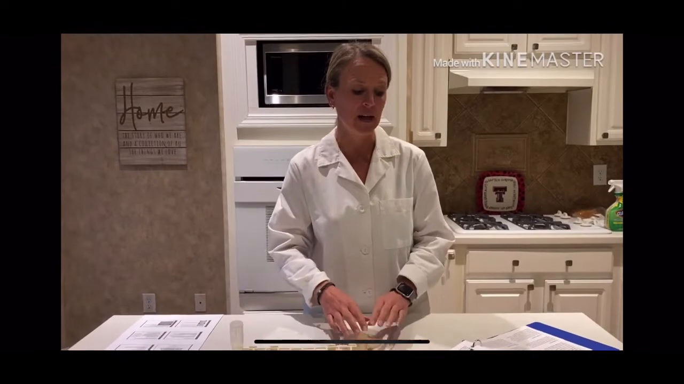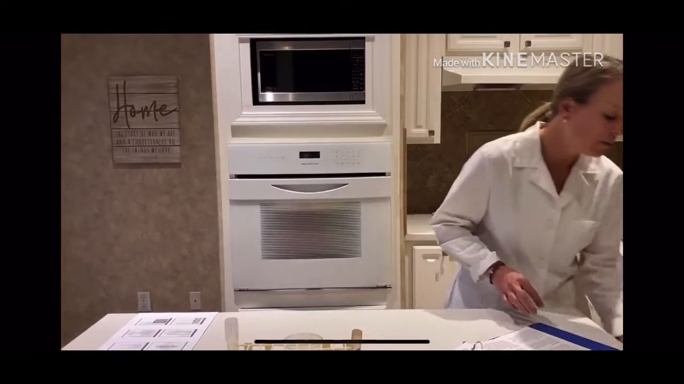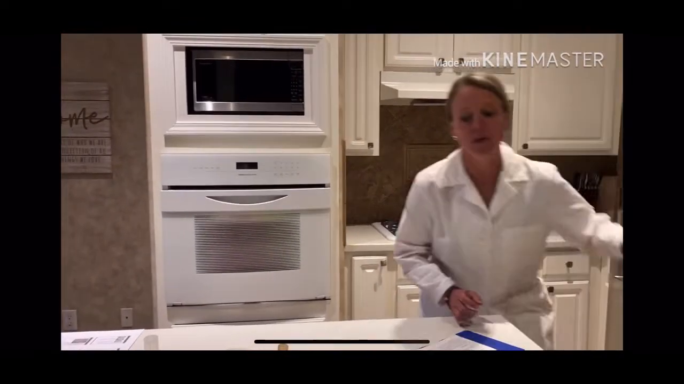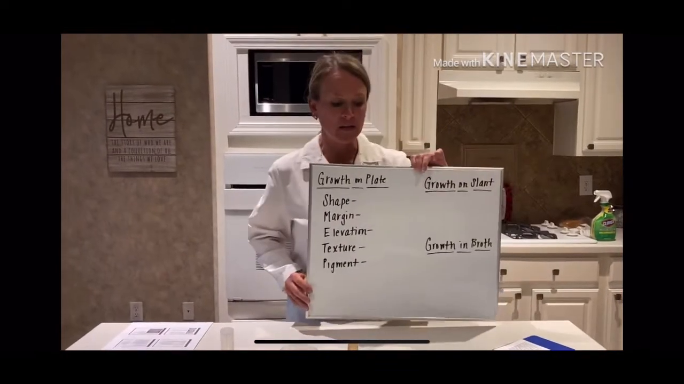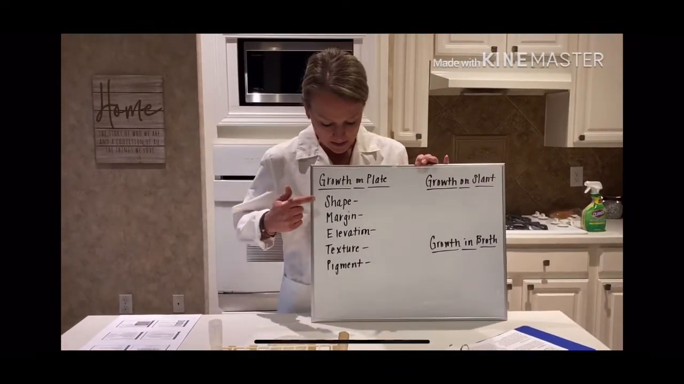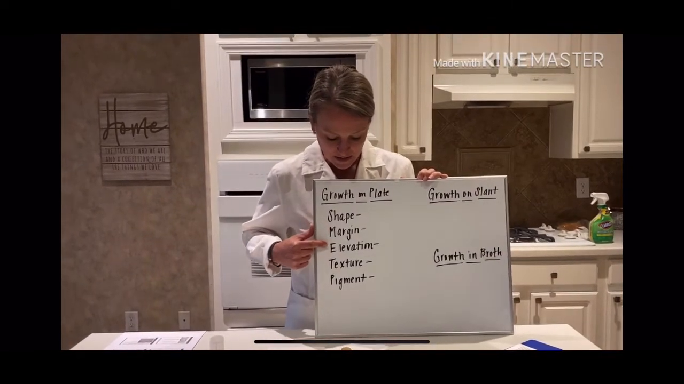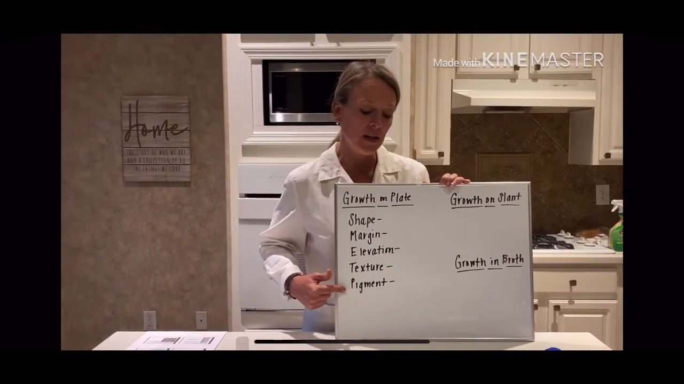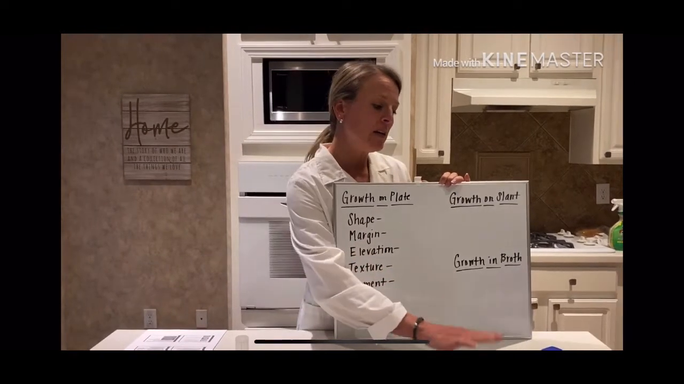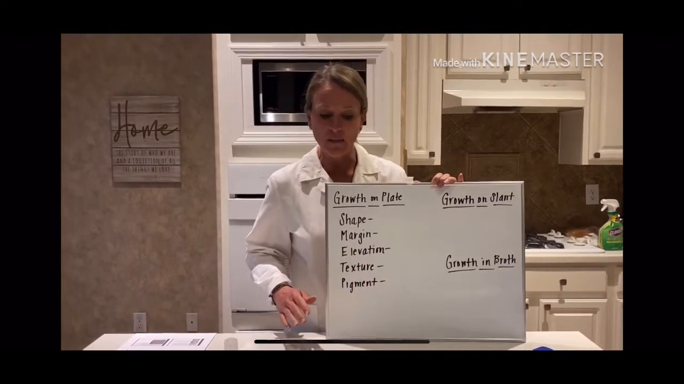Now, that being said, I'm going to pull out my whiteboard so I can show you the characteristics that I'm going to be looking at. I want to be able to describe the shape of the organism, the margin, the elevation, the texture, and the pigment. I'm going to do that using the descriptions that are in my lab manual.